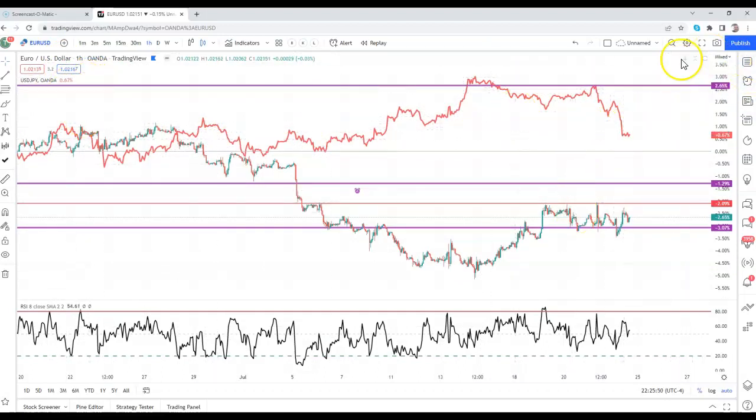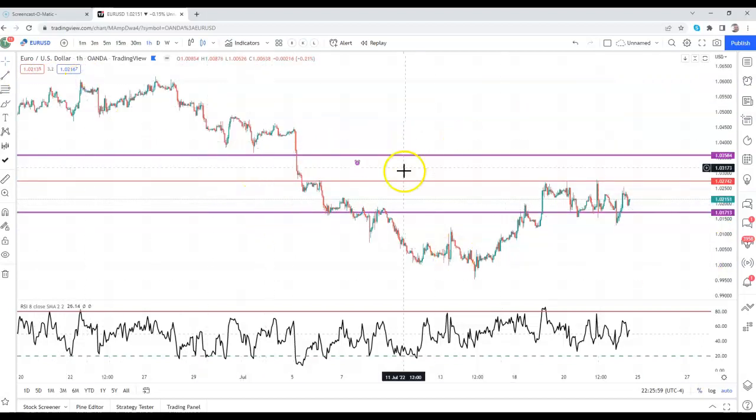And if you want to get off of this, go over here where it says USD JPY and click the X, and you're back to your basic Euro USD chart.